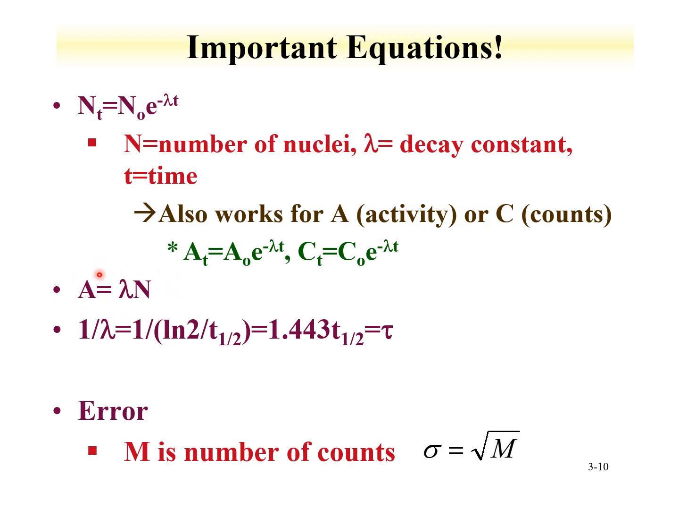We also have lifetime, which is the average lifetime of an atom is 1.443 times its half-life. And if you think about it from the decay, half the atoms should decay within 1 half-life, but within 2 half-lives, 25% should be there. So the average atom is going to live a little bit longer than the half-life.